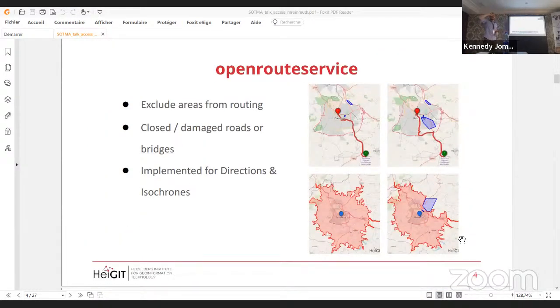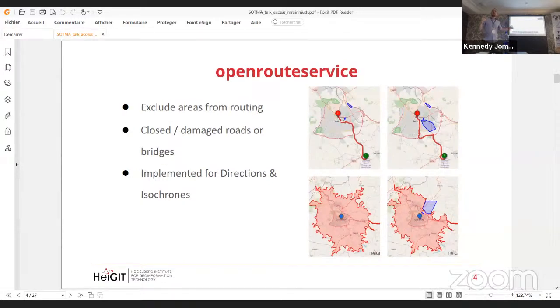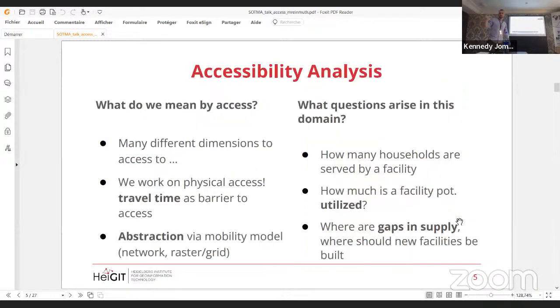Openrouteservice also has some specialities, like different mobility profiles. The most used is of course the car profile, but there are also pedestrian and bike profiles. You can also delineate areas you don't want to route through. For instance, these are examples from the Turkey and Syria earthquake response, where you have blocked roads and don't want routes or accessibility analysis through these areas. You can just delineate polygons that will be avoided by the tool. Next slide.